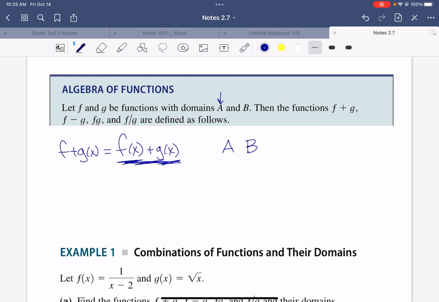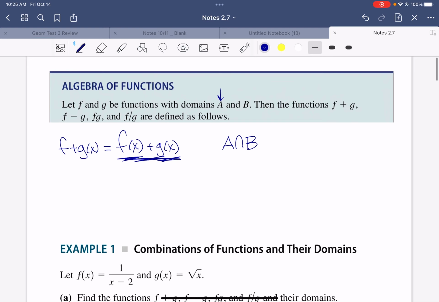So if we want something that's both in a and b, then we use a little intersection sign, and that just means that the domain of my function f of x plus g of x is just the domain of a intersect with the domain of b. Okay, and we'll look at what that means in a second.